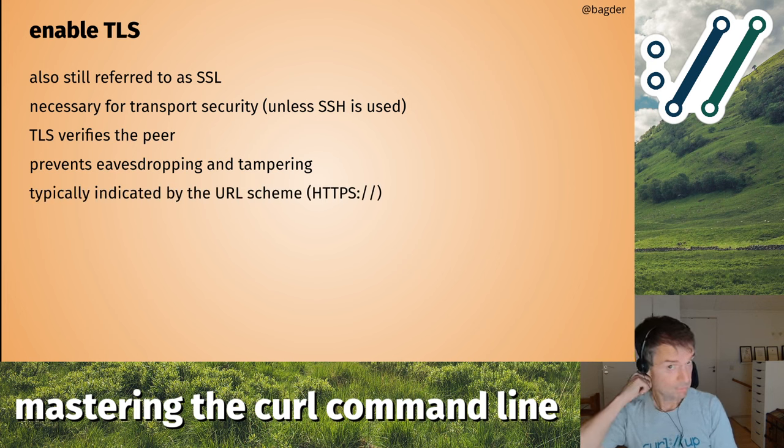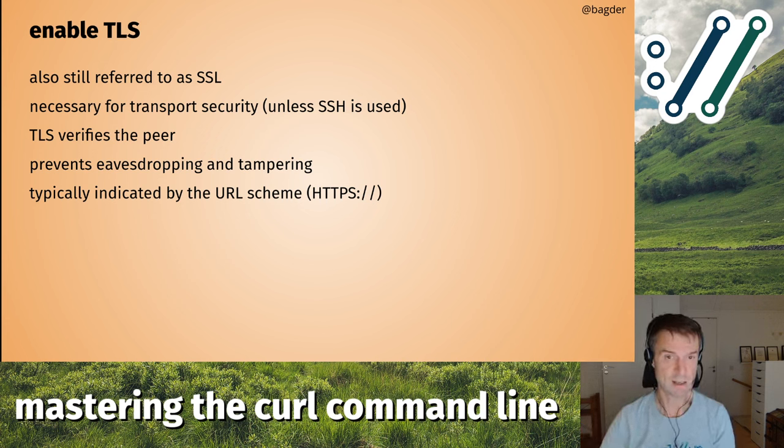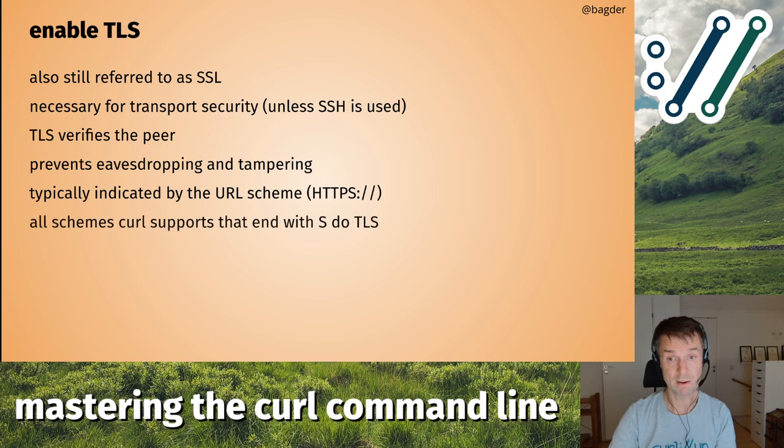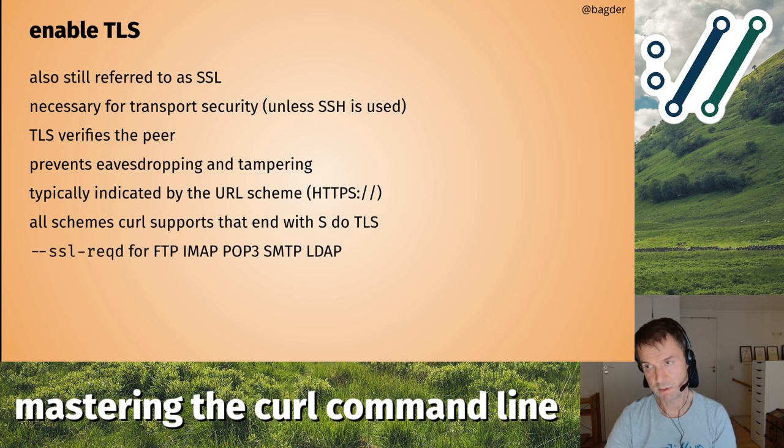And typically, the use of TLS is indicated or hinted by the URL scheme, as in HTTPS, S, therefore secure. So we know that if it's HTTPS, it has TLS. But of course, you can still kill security by doing it wrong. Don't do that. But all schemes curl supports that end with S do TLS. So basically, IMAPS, SMTPS, POP3S, they're all TLS based.